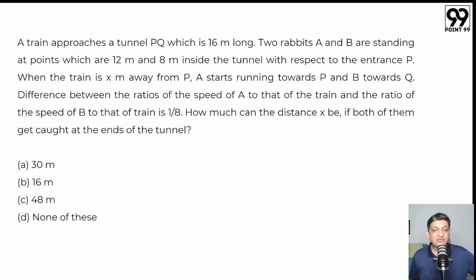Now have a look at this question. Again, it's a very interesting question, and if you are able to do this, great. You will be very happy about it. So let's see if you are able to get this.